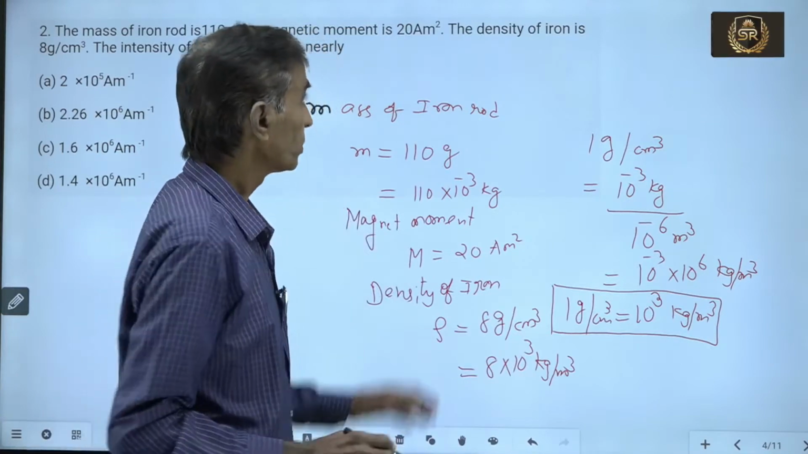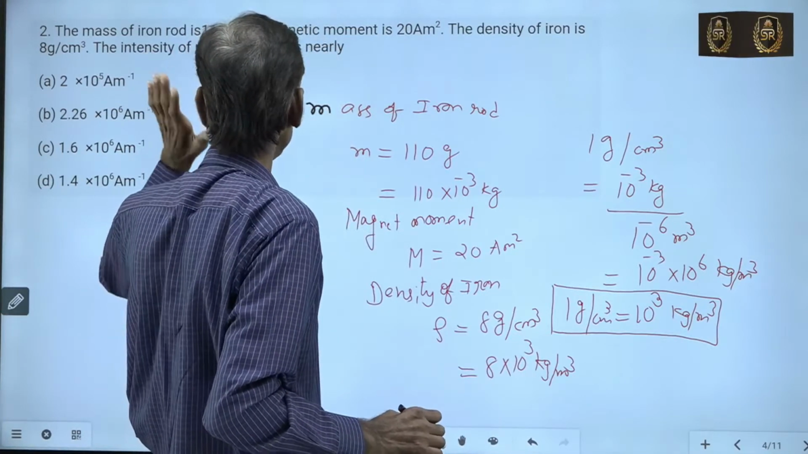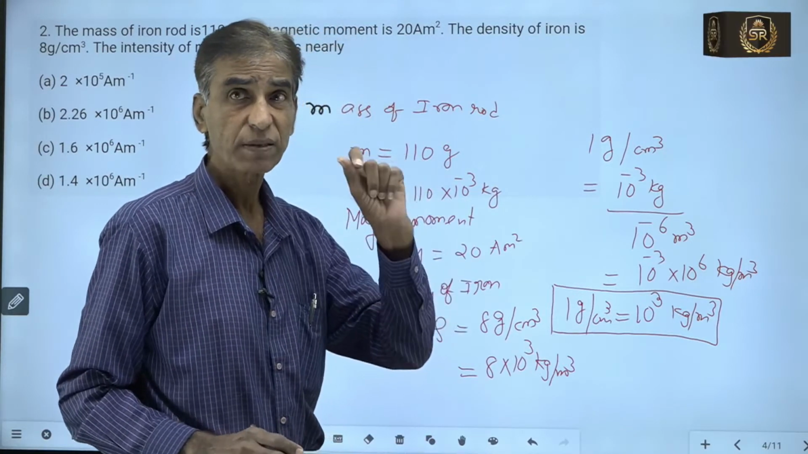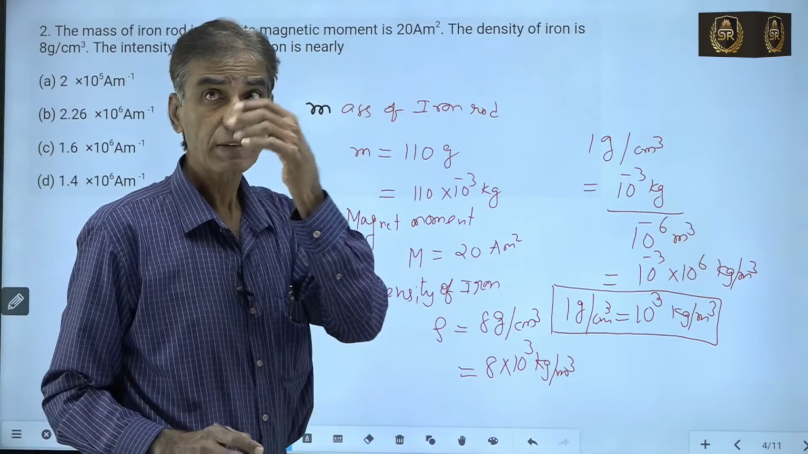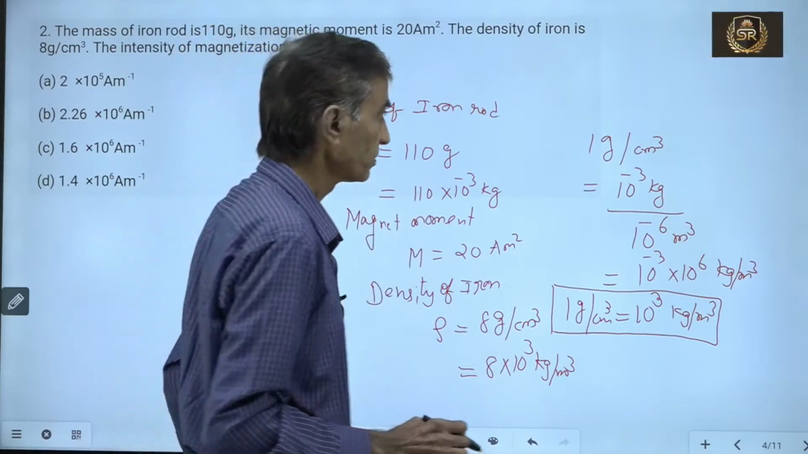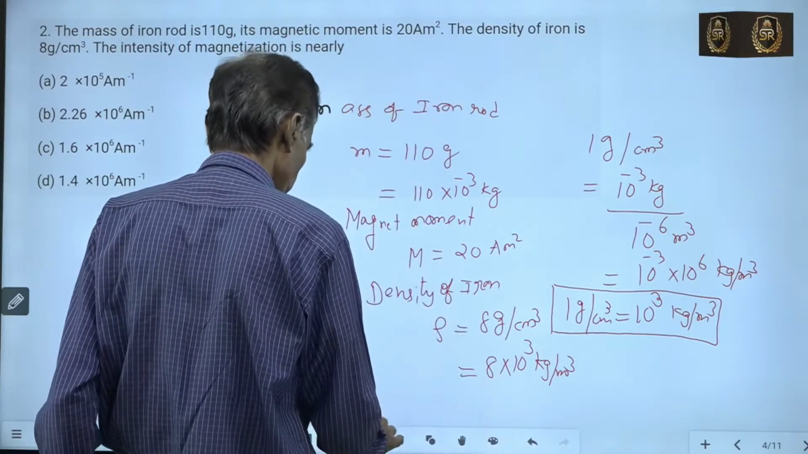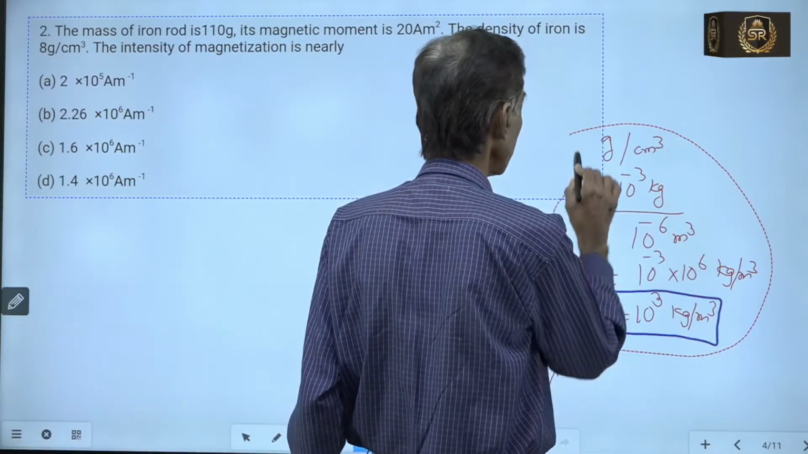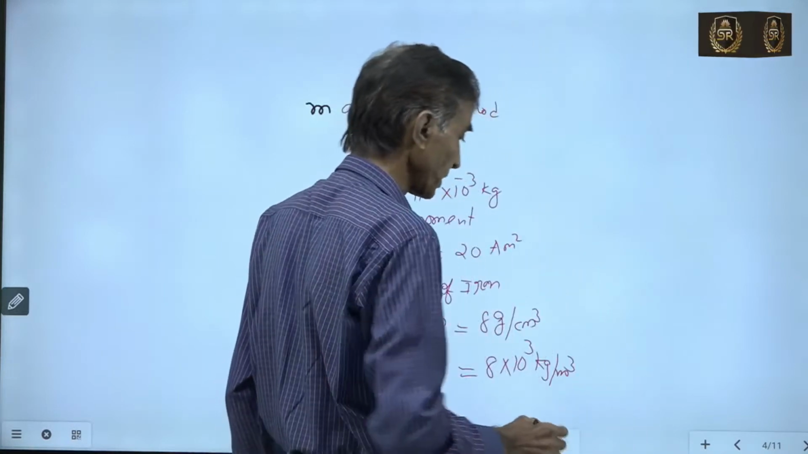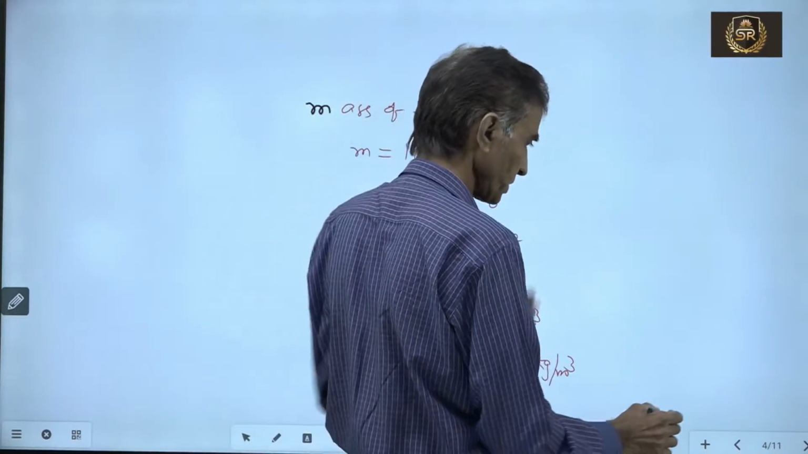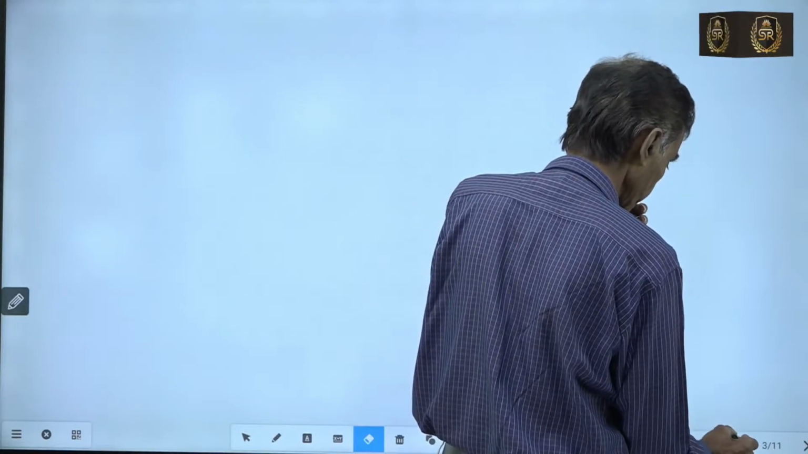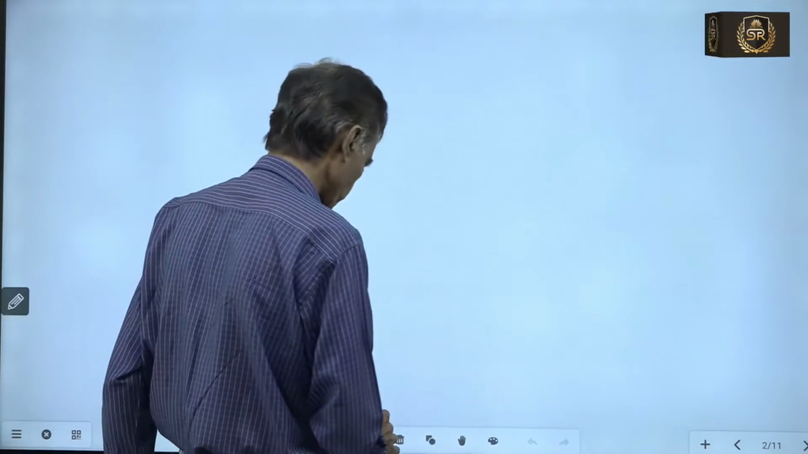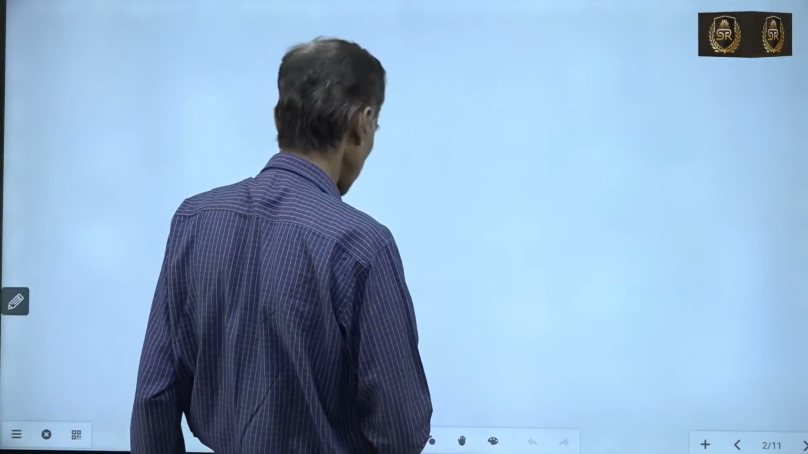Right. So you are able to note down everything. What do I want now? Intensity of magnetization. What is the symbol and what is the formula? That you note down first. Whatever formula you have, you note down first. Now here we have two formulae. Now let us see this.